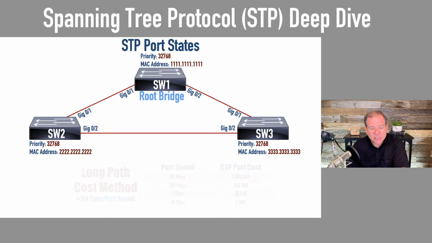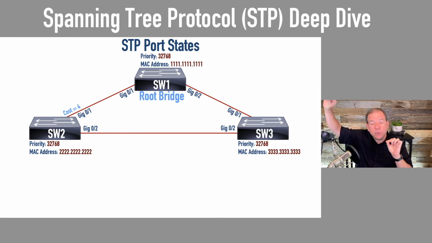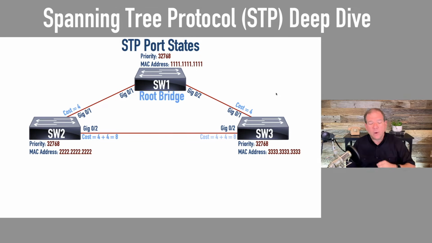So let's take a look at some of the port costs. First of all, on switch SW2, the distance from the root, if I went directly up to the root over that gig 1/0 port, would be a cost of 4 because it's a gig link. But I could go over to switch 3, that's a cost of 4 just to get there, then go up to switch 1, that's another cost of 4. So the grand total would be a cost of 8 if I were to go in that direction. Same thing for switch 3. It's a cost of 4 if I go directly, but if I go to the other ones and come back up, that's a cost of 8.